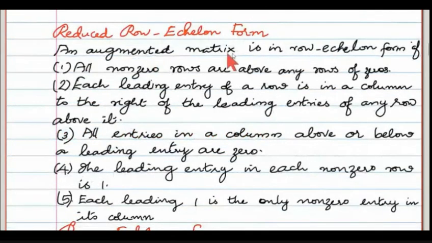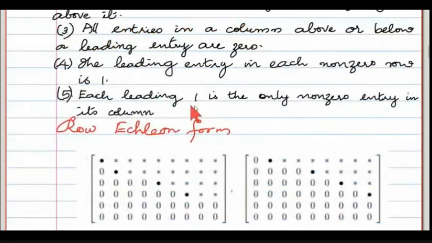An augmented matrix is in row echelon form if all non-zero rows are above any rows of zeros. Each leading entry of a row is in a column to the right of the leading entries of any rows above it. All entries in a column above or below a leading entry are 0. The leading entry in each row is 1. Each leading one is the only non-zero entry in its column. So here are some examples of row echelon form.